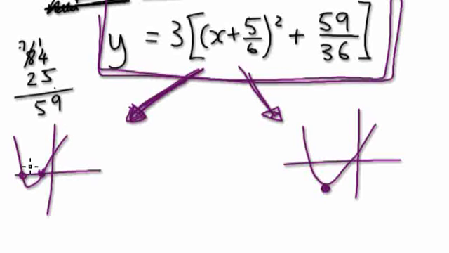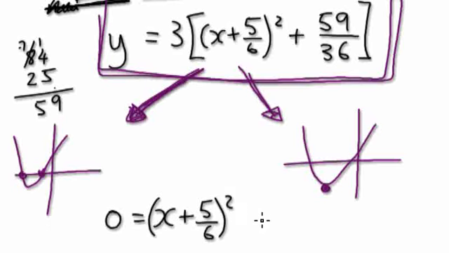So if you want to know these two points here, put 0 into the y. Put 0 into the y here, and then divide both sides by this 3, and it will get killed off. So 0 divided by 3, you're going to have this. Hang on, 0 equals x plus 5 over 6 squared plus, hang on, a bit ugly.